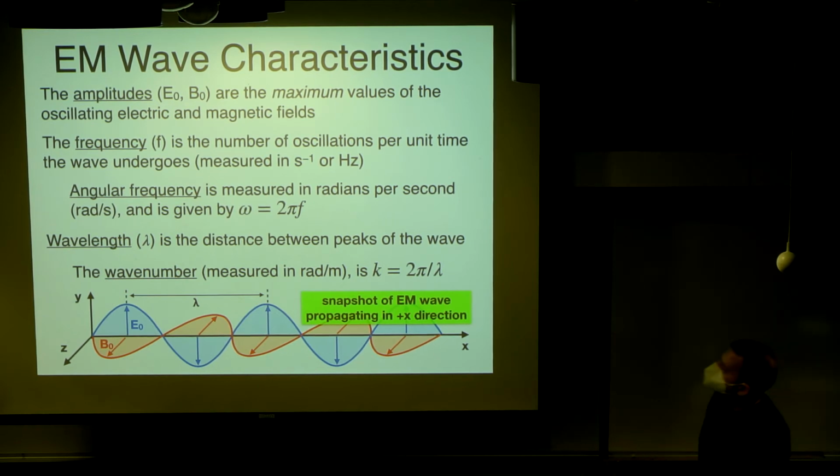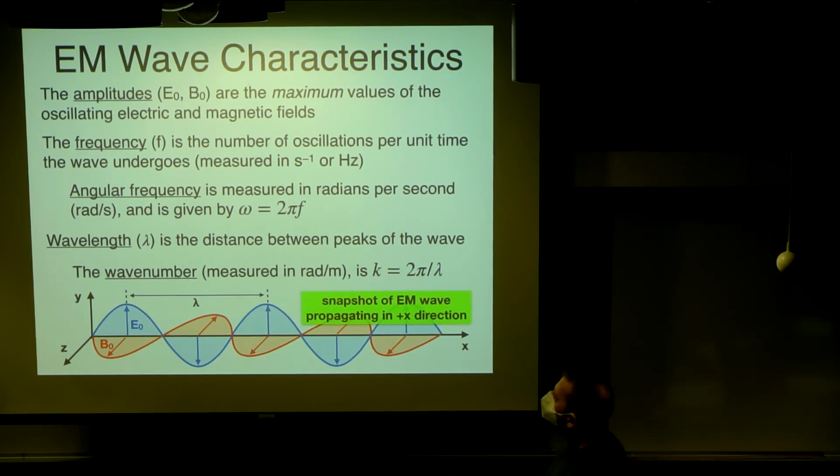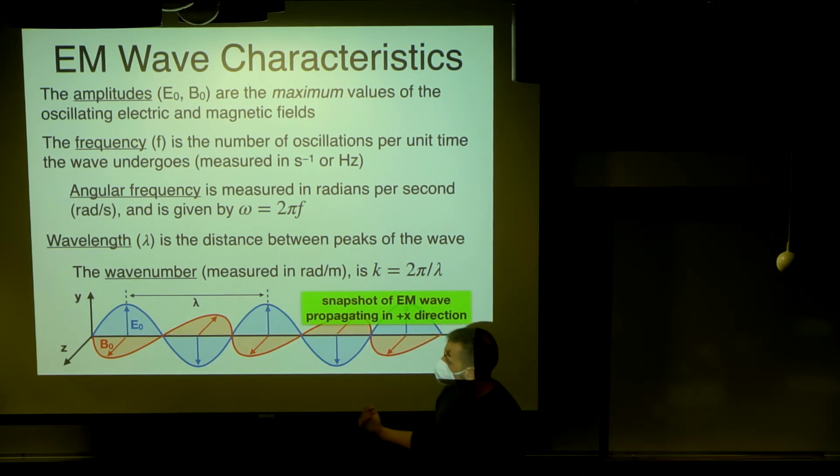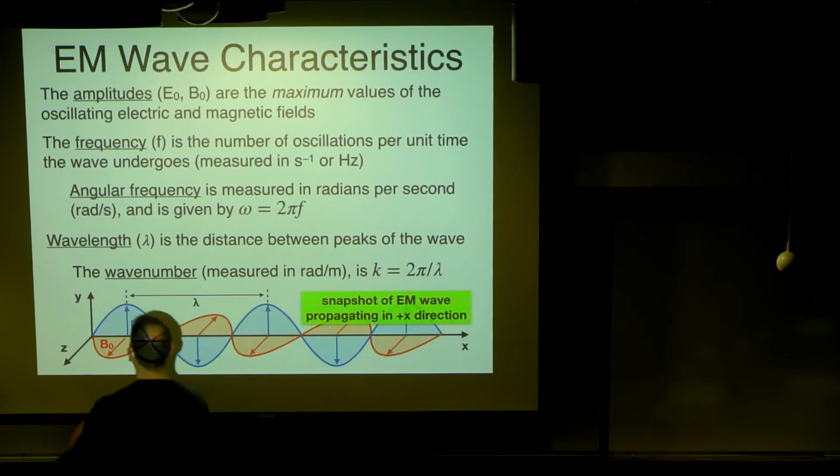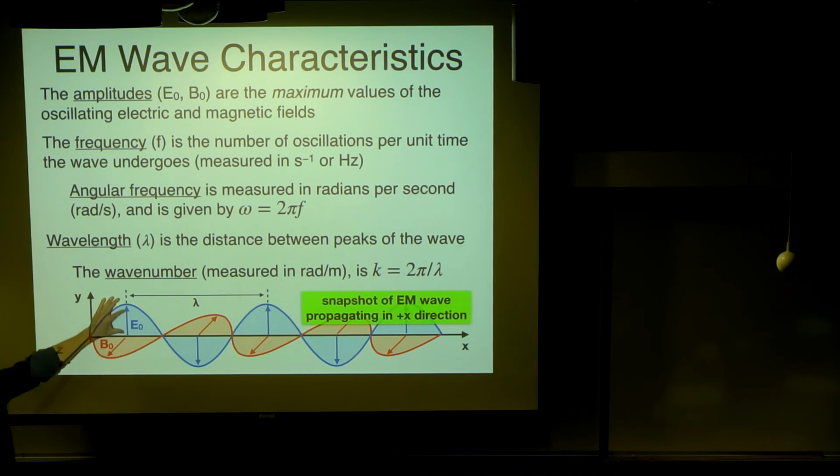The amplitudes of the EM wave are just the maximum values of E and B, right? So if you look at the wave as a whole, the E field sometimes peaks. The value that it peaks at is what I'll call E naught. Same with the B field, that peaks at some point. We'll call that maximum value B naught. And together, those are what we call the amplitudes.